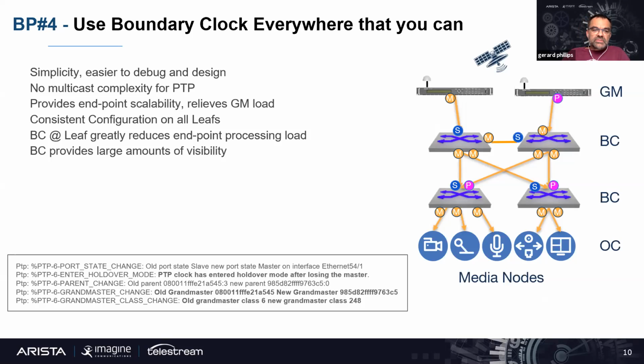Boundary clocks simplify the architecture and design by removing the need for multicast transport. All the links in the diagram, for example, are point-to-point links, boundary clock to boundary clock to GM, boundary clock to ordinary clock. You can get this type of architecture up and running independently of your multicast configuration very, very quickly. And you can simplify the debug of any issues by being able to focus on specific point-to-point problems rather than trying to debug network-wide multicast to begin with.